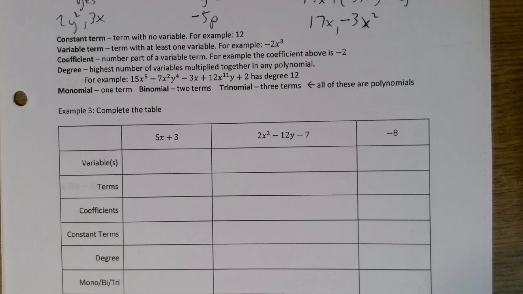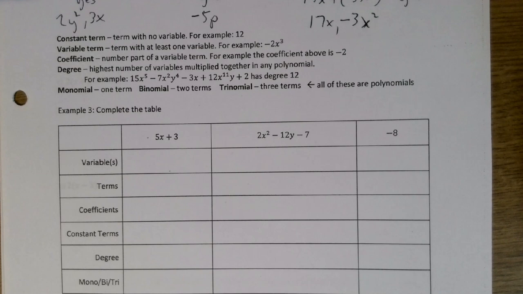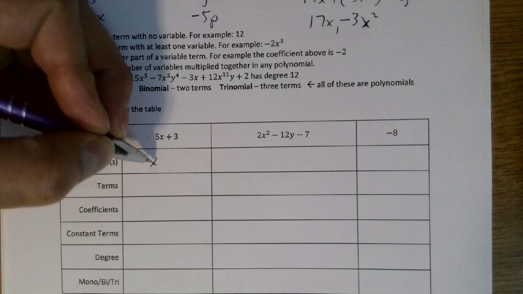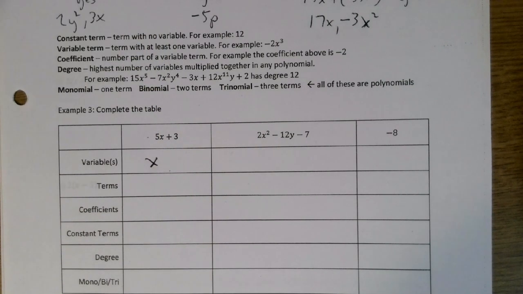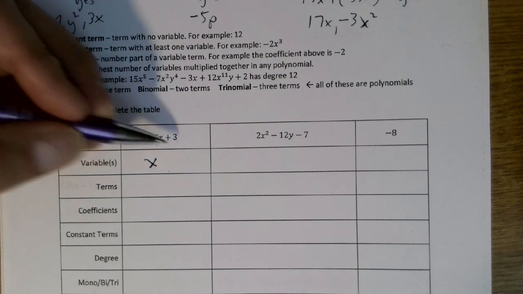Okay, and let's complete the table here. So let's have a look at 5x plus 3 first. What variable do we have there? Well, the variable we usually use is x. You remember that's the value that can change. Sometimes x is going to be 3, sometimes it'll be 12. We don't know. Okay, terms. So you remember a polynomial is terms added together. So in this case, we've got 5x as a term and 3 as a term.